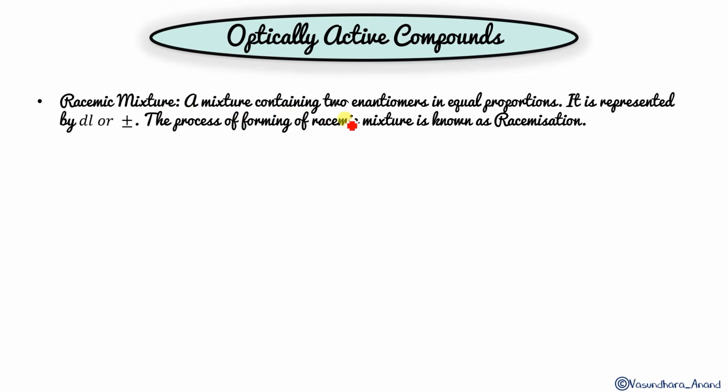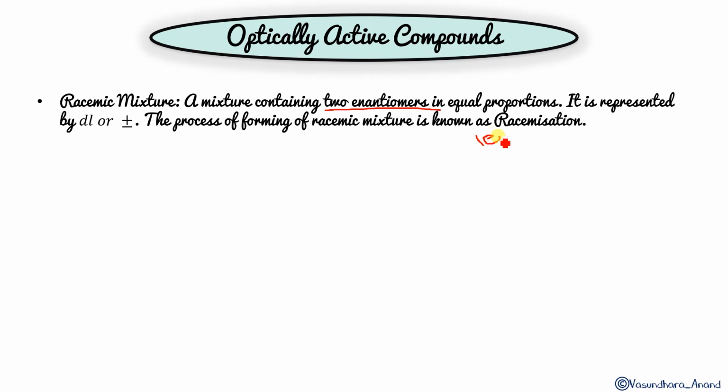A mixture containing two enantiomers in equal proportion. That means one should be D and another should be L in equal proportion. Then it will be represented by DL or plus-minus, and this will be called the racemic mixture, and the process is known as racemation. We can say that here they cancel each other's optical activity due to external compensation. Got it? Here an important point is external compensation.